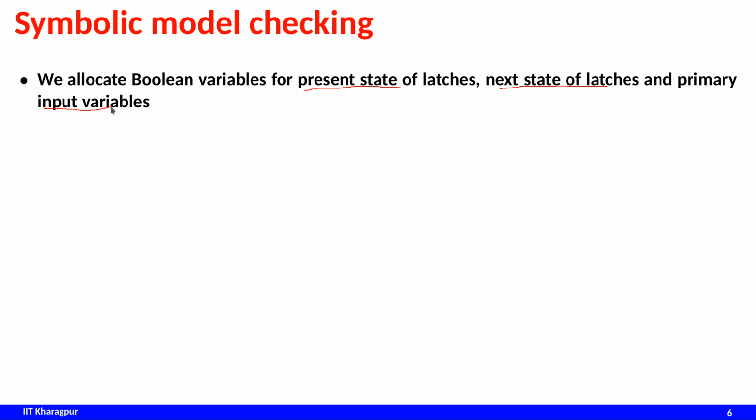So you can easily understand that in order to represent the transition behavior of the system, I need to describe the next state function or the next state behavior in terms of the present state and the primary input that are available in the system.